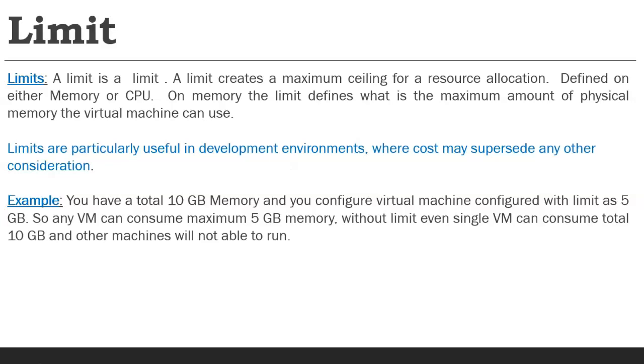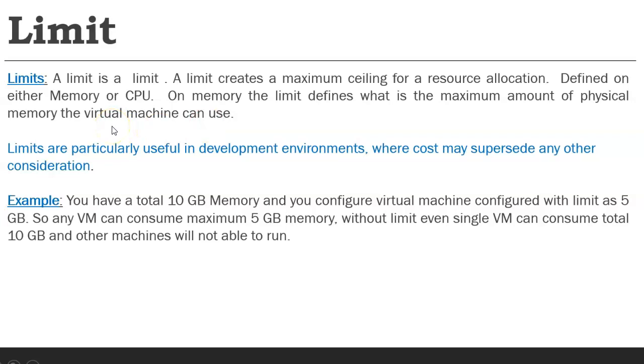We have seen the serverless architecture also, where the developer need not worry about the number of CPUs, memory, or the RAM allocated to the systems. So in those developer environments, if the limit is not defined, there can be a high cost. So when cost supersedes the other considerations, when cost is the biggest factor, then we define a limit.